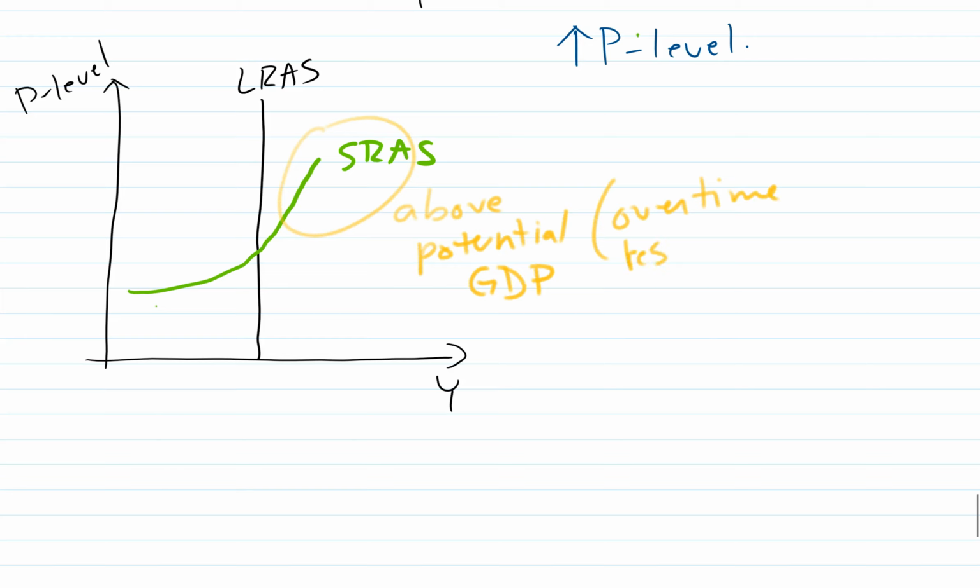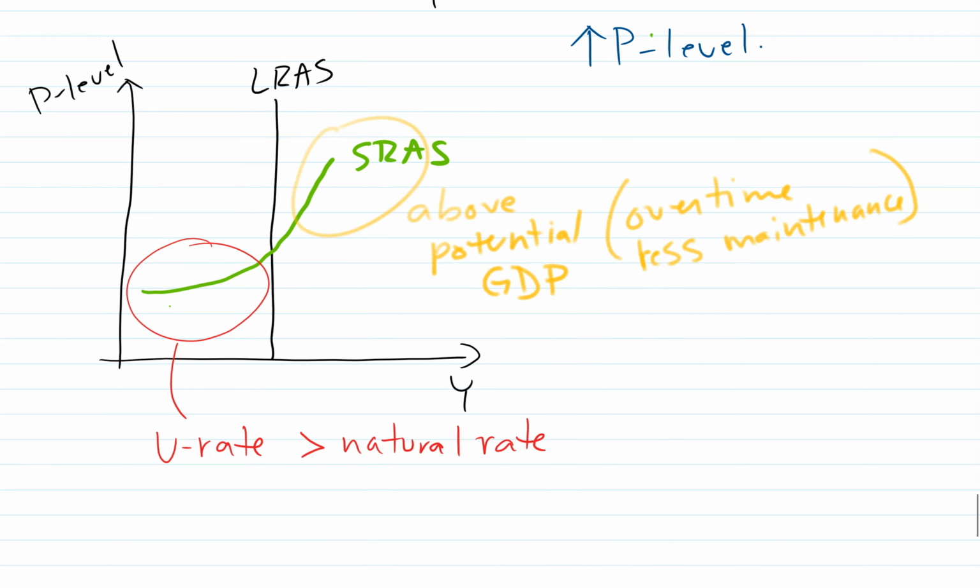You do less maintenance, so you don't have to shut down as often. Less cleaning of your materials, of your machines, etc. And then over here, it's possible to go below your potential GDP. So your unemployment rate is greater than the natural rate. You've got cyclical unemployment, and we've got unused capital. So we have machines and factories and businesses that are sitting idle. We've got a lot of unused capital.